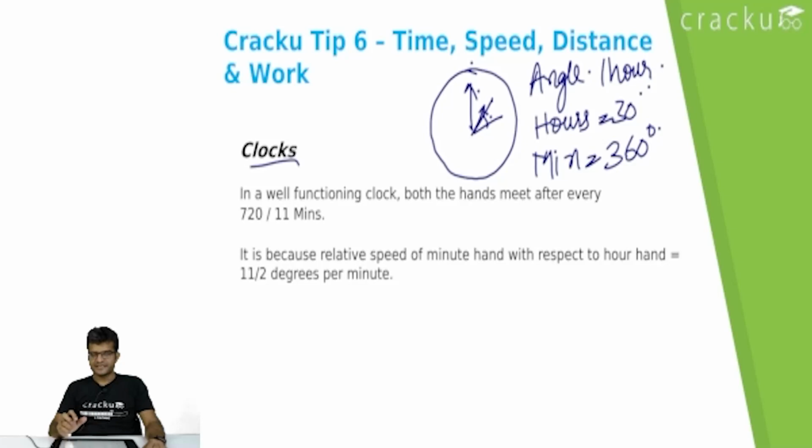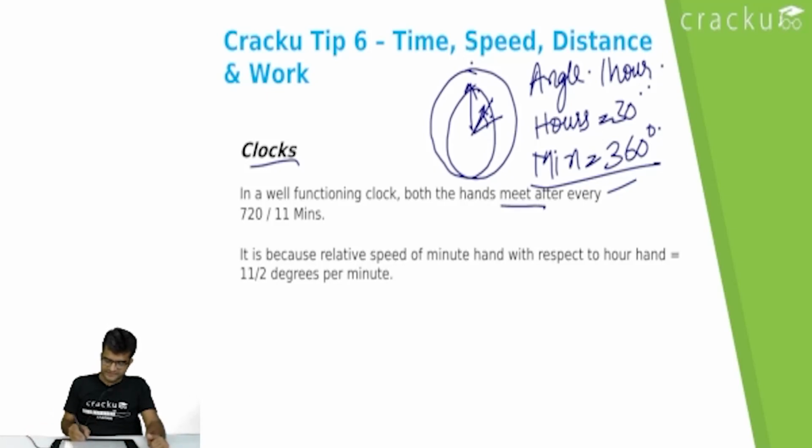So the angle that the hour's hand travels in 1 hour will be 360 by 12, that is 30 degrees. The minute's hand will cover the entire circle. So the angle it covers is 360 degrees. This is something that you should remember. This is the distance or the angle that each of the hands of the clock covers in 1 hour.